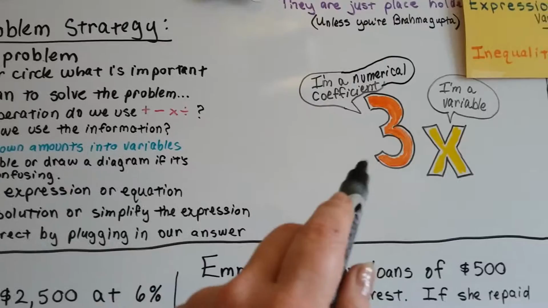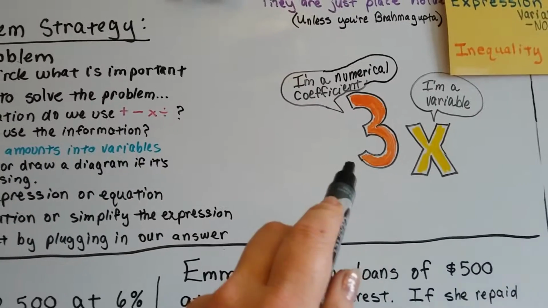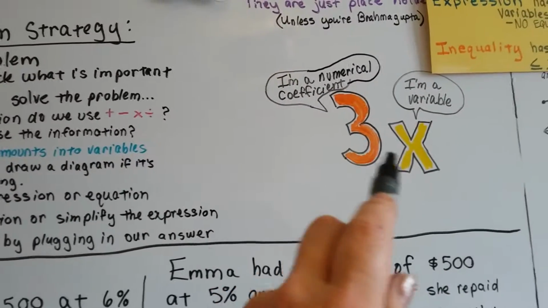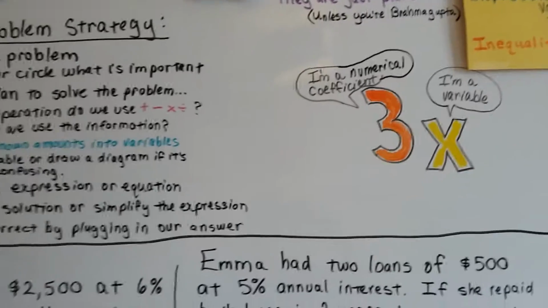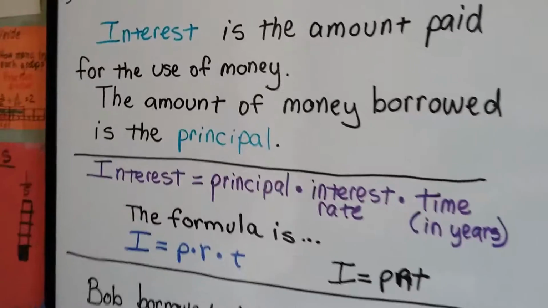And we remember that this is our numerical coefficient, our coefficient. He's next to the variable. See, he's right in front of a variable. And the variable is a letter of the alphabet that takes the place of an unknown number. All right, here we go.